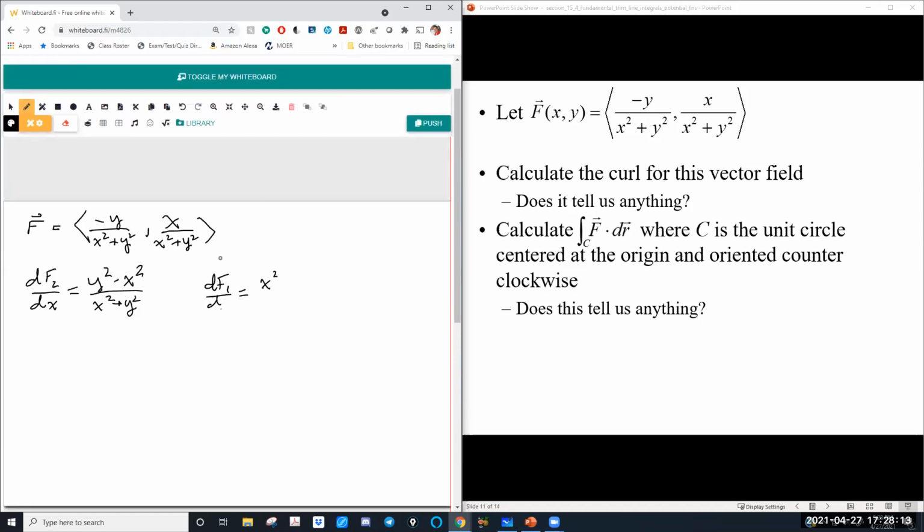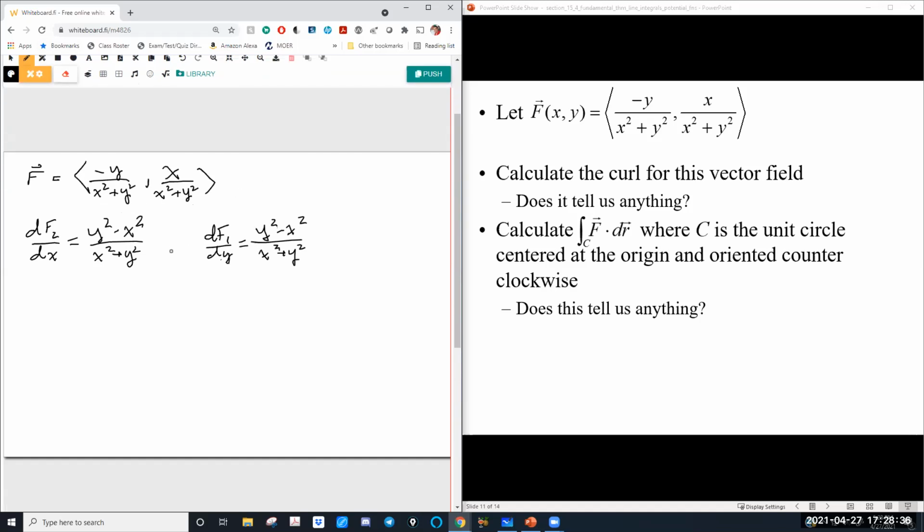Again, without going through all the steps, you actually get the same. Let me fix that. So the mixed order partials are actually equal. You'll get the same: y squared minus x squared over x squared plus y squared. So when we do the curl test, the curl of f is going to equal 0 because our mixed partials come out the same.